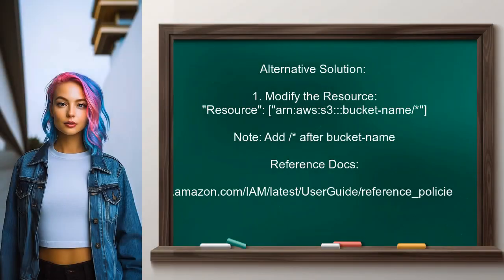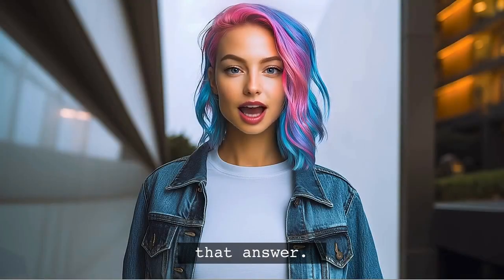Let's move forward and look at another answer. An alternative solution suggests modifying the JSON policy resource. Specifically, you should add a wildcard after your bucket name. This means changing the resource line to include your AWS S3 bucket name followed by a slash and wildcard. That wraps up that answer. Let's move on to another one.